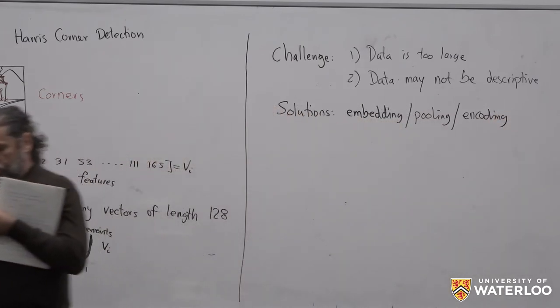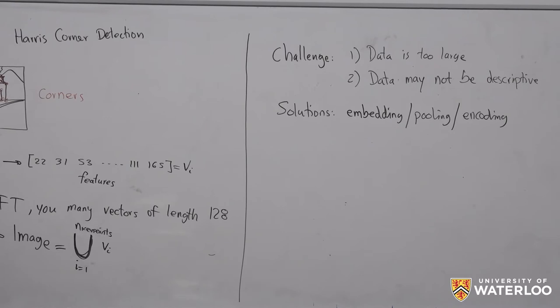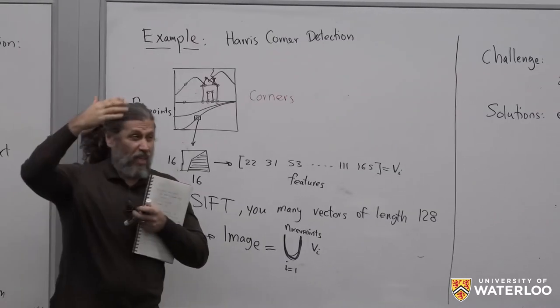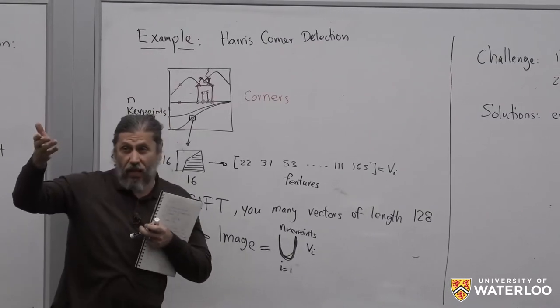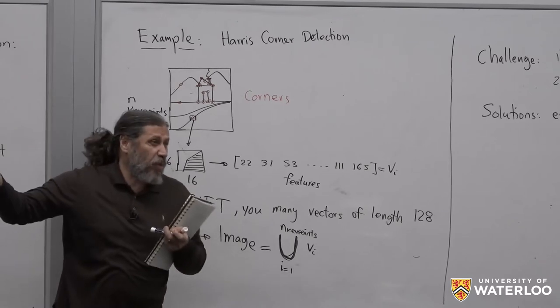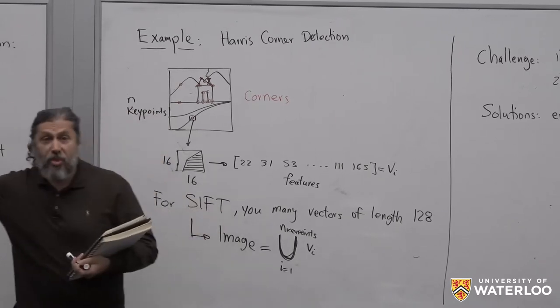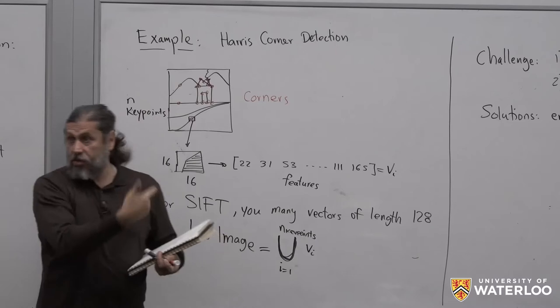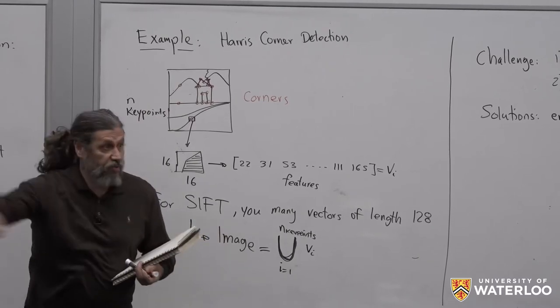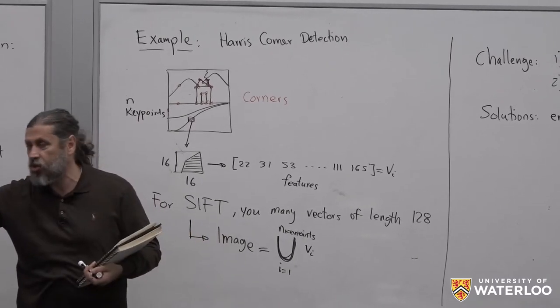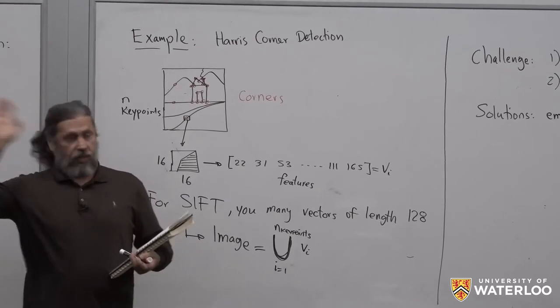So one concern is, if you give me 5,000 key points and each one of them is basically a vector of 128, that's still a lot of information. Well, we talked about PCA. That's good we talked about PCA, because I could apply PCA on 5,000 feature vectors and say some of them are garbage. Get rid of it. Great, fantastic, we do that.